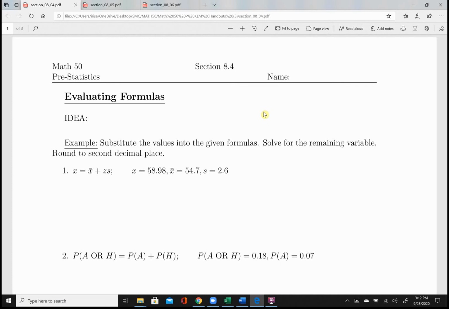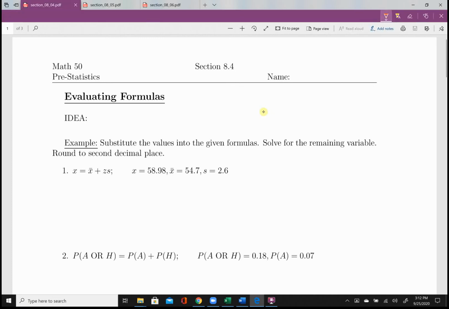Now for section 8.4, what do we want to focus on? Evaluating formulas. We're going to also solve some formulas and then introduce summation notation. But first, with evaluating formulas, what is the big idea behind this concept? It's basically just plug in values.